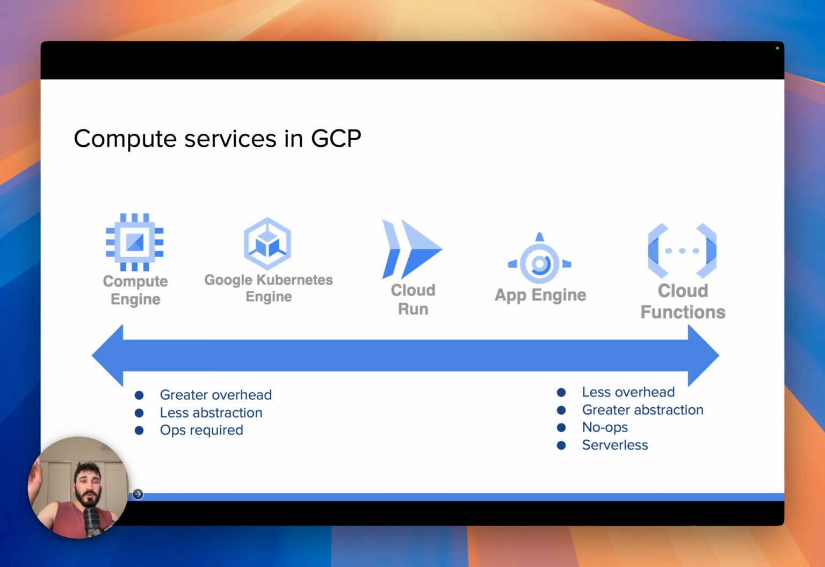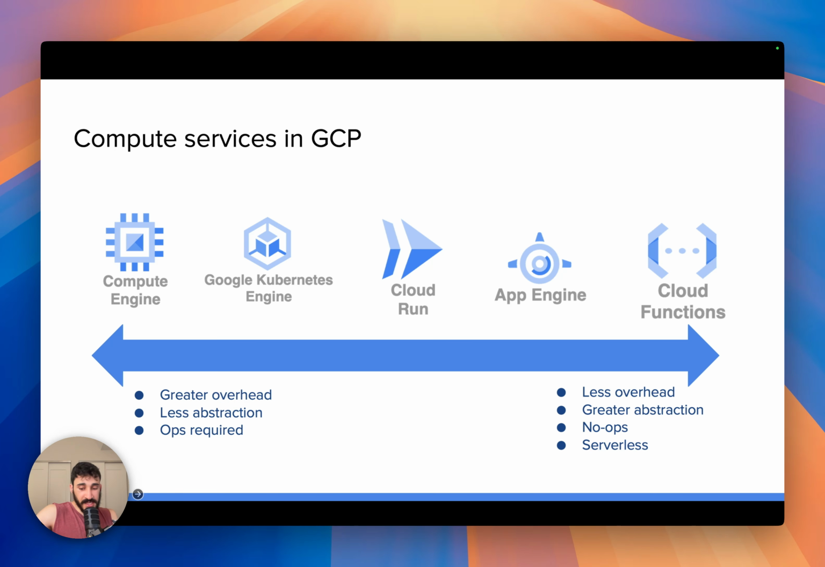So greater overhead, less abstraction, and ops are required. Less overhead, greater abstraction, no ops, and serverless. And so the flexibility here allows you to choose the right compute service depending on your needs for control or your desire for things to be handled for you. And so GCP intentionally offers this suite of compute services to cater to different needs of teams, right?